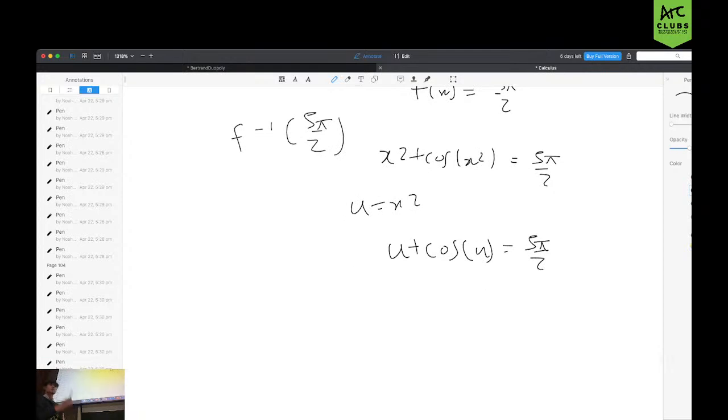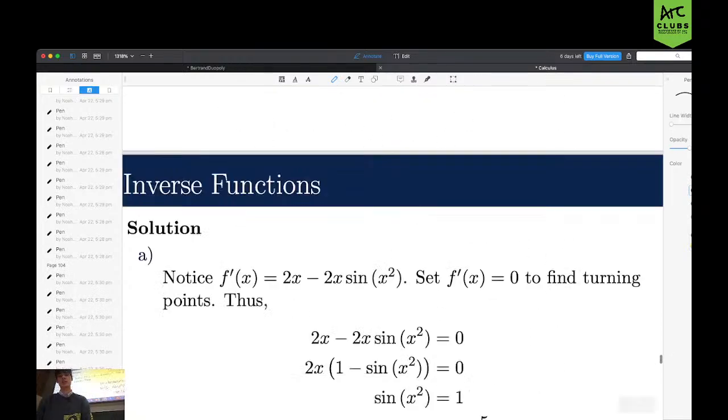So does anyone have any ideas? Is there a quick way we could solve this? Yeah? Could you just say like posit that u equals 5.2? Yeah, clearly, if you just think about it for a second, you can use inspection, right? If we put 5.2 in there, cosine 5.2 is 0 exactly, and then we just have u, 5.2. So exactly right. So u is equal to 5.2. So therefore, x equals the square root of 5.2. And we can go back here and then say f inverse of 5.2 is just equal to the square root of 5.2. Perfect. And that's that question done.